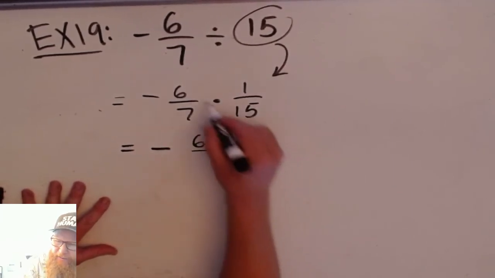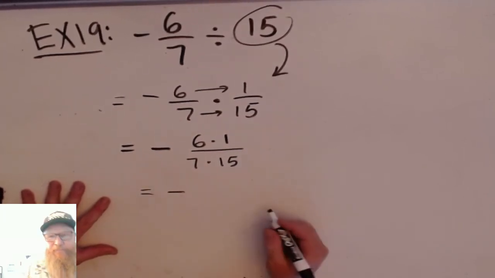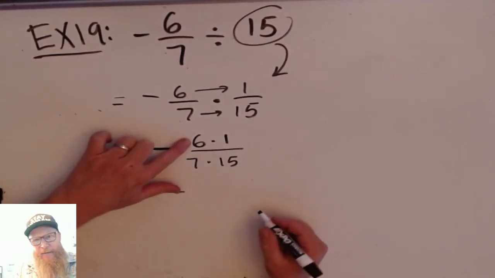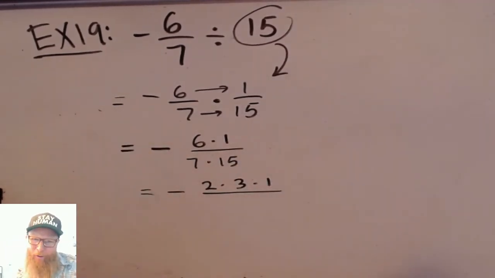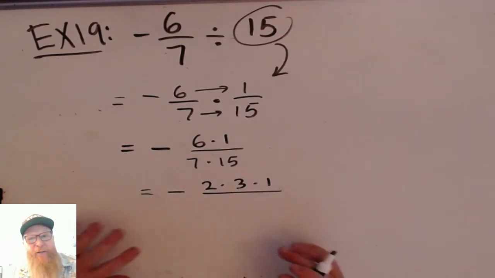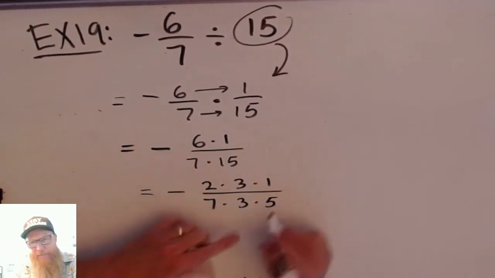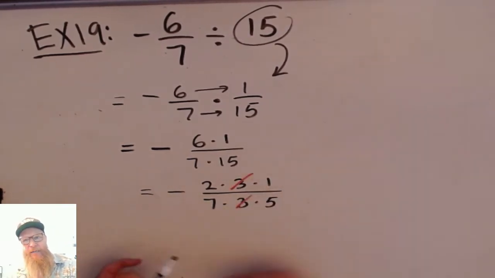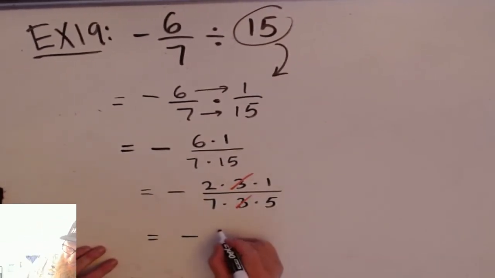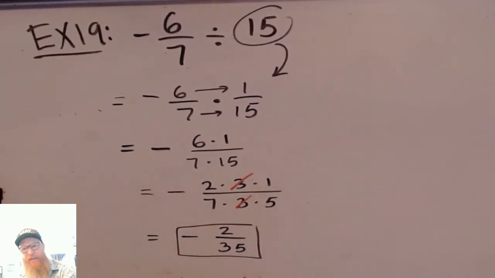6 times 1, 7 times 15. Let's factor this out. 2 times 3 times 1, although I don't really have to put the 1. Remember, you only have to put the 1 if it's the only one left, then you have to put it. 7, and then 3 times 5 is 15. And it looks like we're only going to get one pair. That's the 3s. So 2 times 1 is 2. 7 times 5 is 35. So you get negative 2/35.